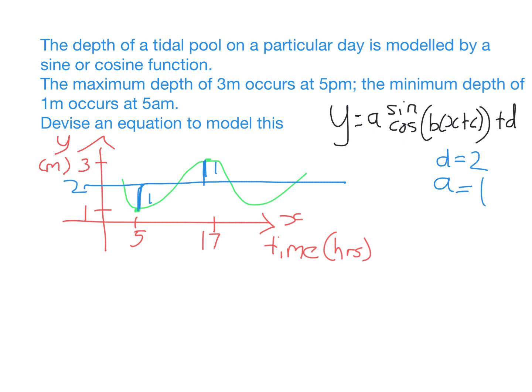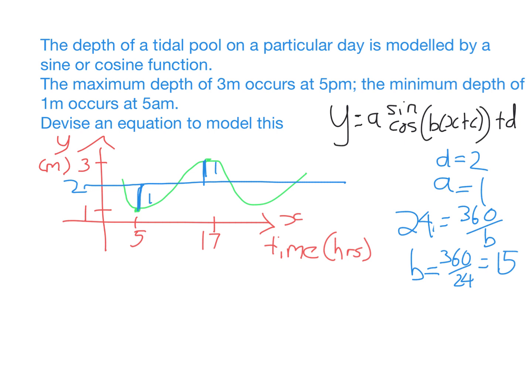B comes from the period. The period is the distance between peaks. It's 360 over B. So what are the peaks here? Well, it happens at 5 p.m. every day. That's when the peak occurs. So it happens every 24 hours. We want the distance between peaks to be 24 hours along here. So if we have 24 equals 360 over B, B just equals 360 over 24, which is 15. By making B equal to 15, that means that the peak will be every 24 hours.